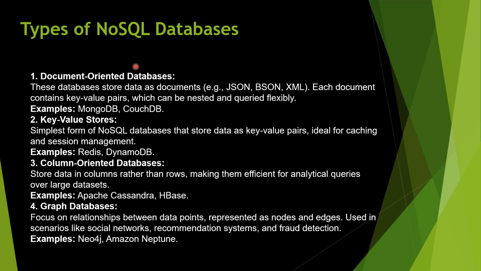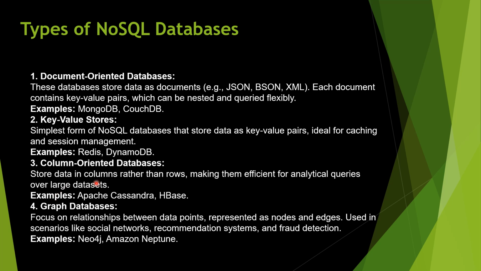Did you know that there are different types of NoSQL databases? Let me break them down for you. Document oriented databases store data in documents, typically in JSON or XML format. And each document is self-contained, which makes it super flexible. For example, MongoDB. Second one is key value pair. Key value stores are the simplest type, storing data as key value pairs like a dictionary, which is great for caching or session management. For example, Redis.